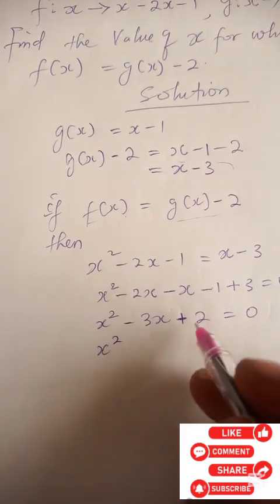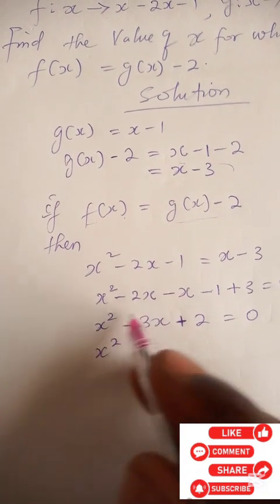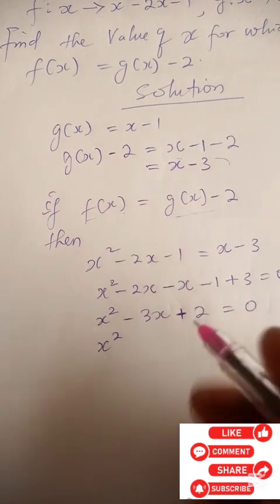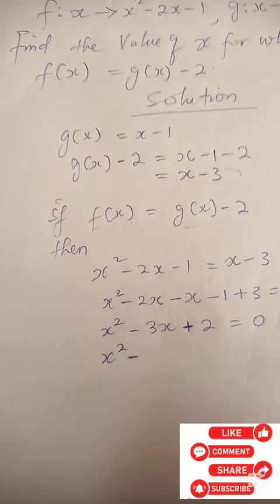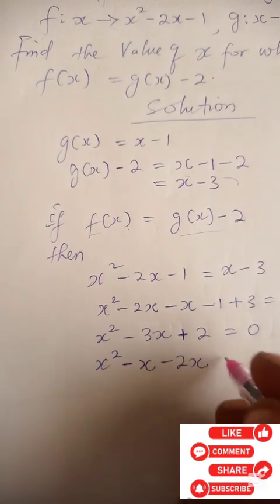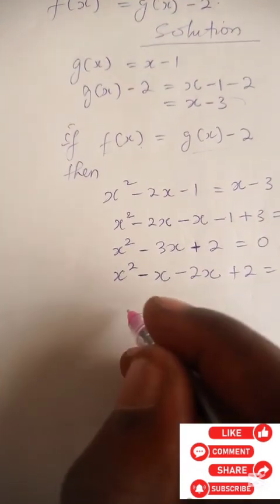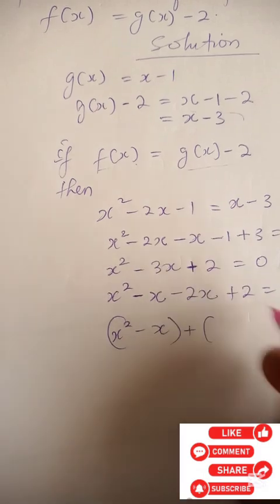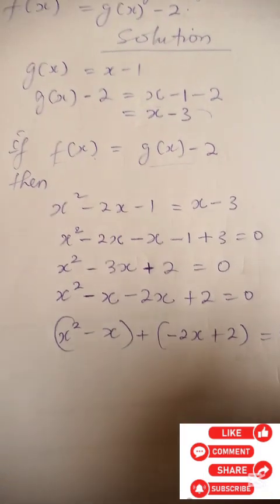x squared, what are the two factors of 2 that when we add them or subtract them, are going to give us minus 3x? The two factors are 1 and 2. So since 1 and 2 sum up to give us 3, we can now take minus x minus 2x then plus 2, and it's equal to 0. So let's separate this equation into two. We have x squared minus x as one aspect, then plus the other aspect minus 2x plus 2, is equal to 0.